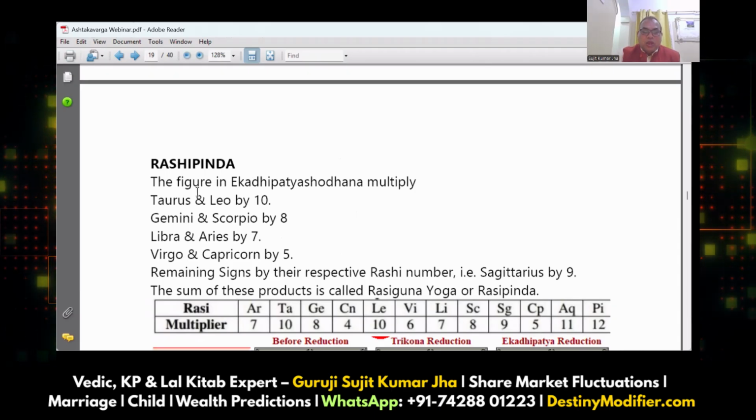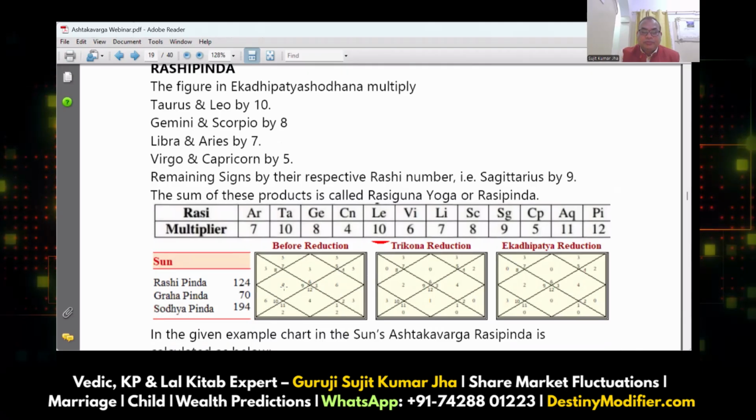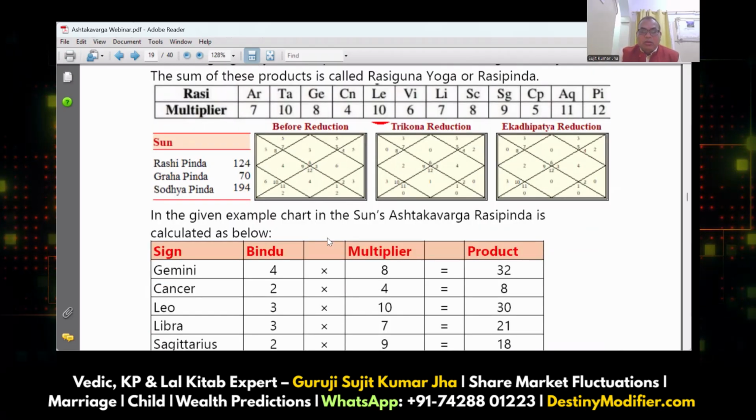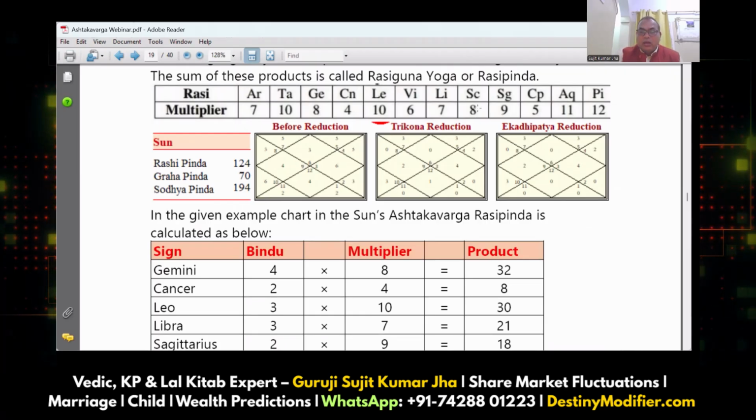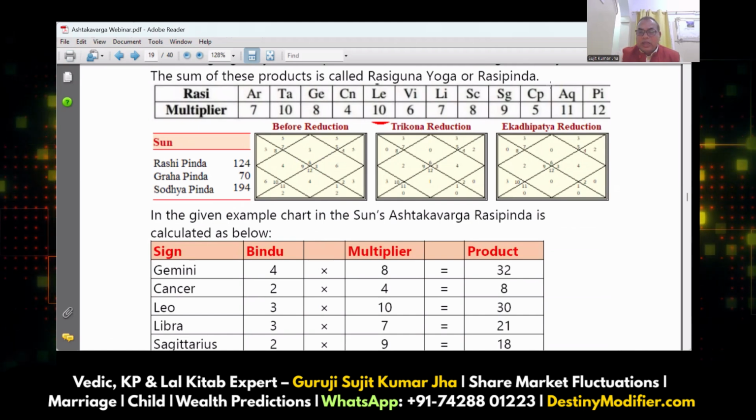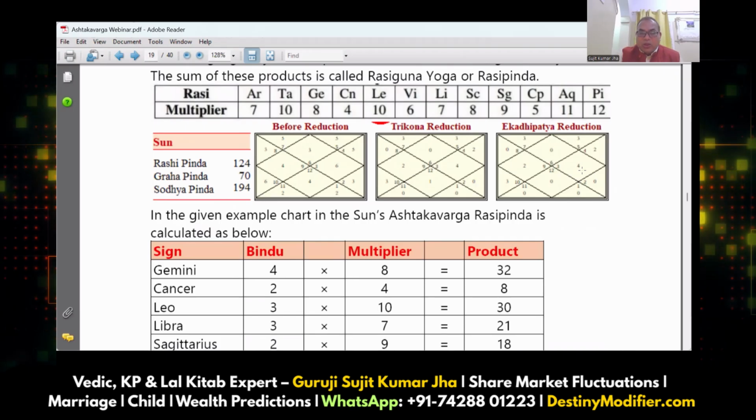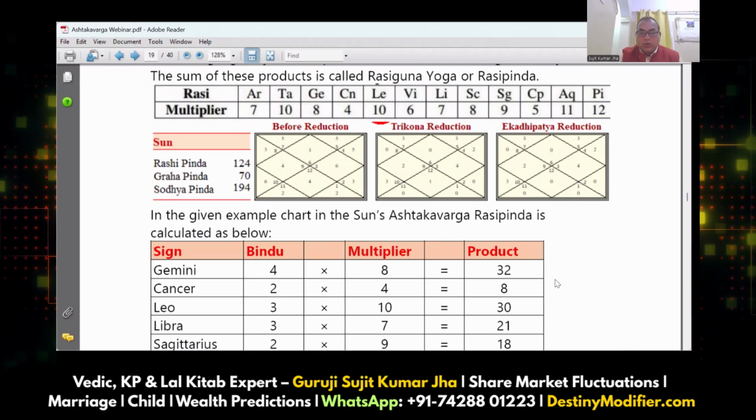To calculate Rasi Pinda, every Rasi has been given a multiplier. Before reduction, this is the chart. After Trikona reduction, this is the chart. Then after Ekadhipati Sodhana, this is the chart. So this right side chart is the final chart. In the right side chart, Gemini sign has 4 points. Gemini sign's multiplier is 8, so 4 into 8 is 32.